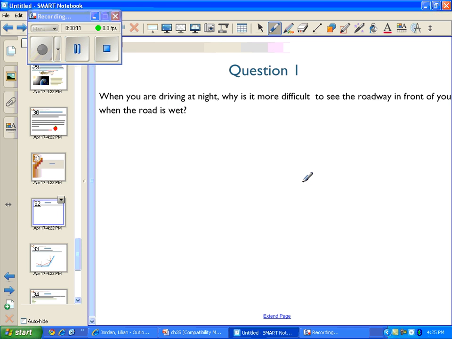Here, the question says, when you're driving at night, why is it more difficult to see the roadway in front of you when the road is wet? Well, the answer here is that the layer of water on the surface will produce a more specular reflection. And if you recall, the two types of reflection, specular and diffuse, in the case of diffuse, the reflection of light moves in every direction, illuminating the background.